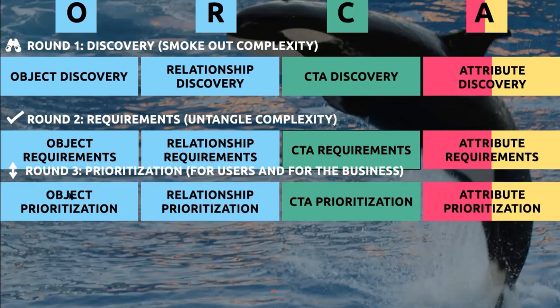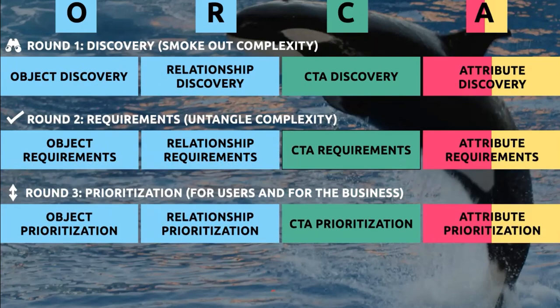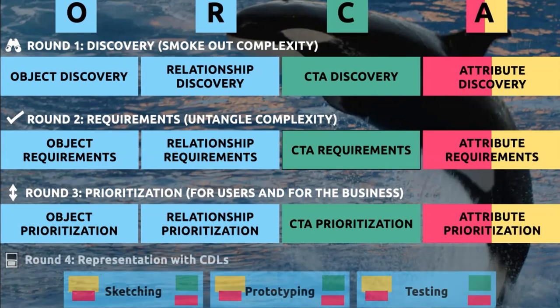And then round 3, we go into prioritization. So this is where we iterate strategically. We figure out, okay, we've figured out this whole system. Now let's figure out what we need to develop in the next 4 months. All right. What do we need to get out immediately? What do we need to get out in the next 3 weeks even? So we prioritize from a user perspective. So what's most important for the user and what's most important for the business?